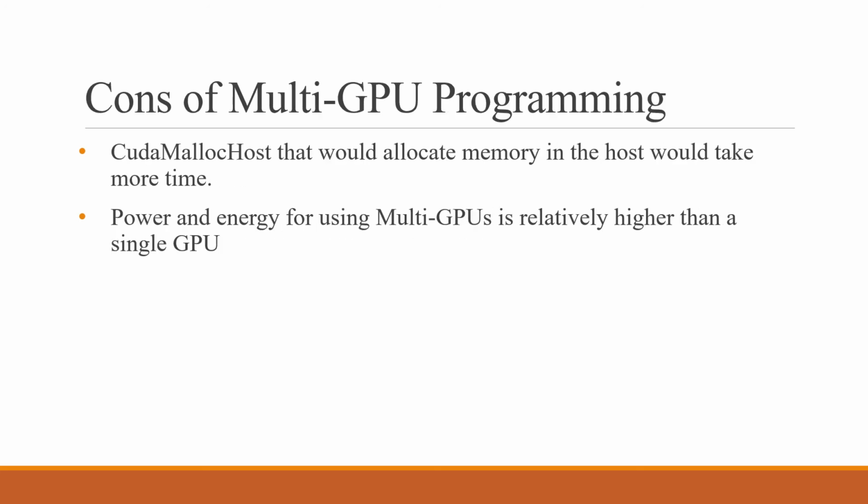For negative impacts, cudaMallocHost, which is used to allocate memory in the host, is a non-pageable memory allocation. It took much time for the allocation. The other negative impact is that power and energy use for multiple GPUs is relatively higher than the single GPU implementation. It nearly took two times the power and energy needed for a single GPU when using multiple GPUs. Those are the two negative impacts of multiple GPUs that I came up with.